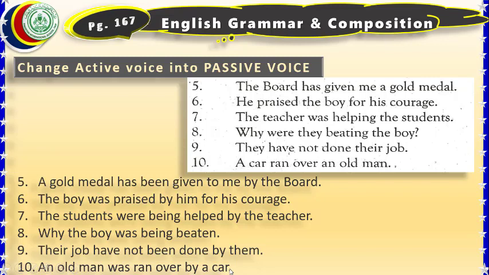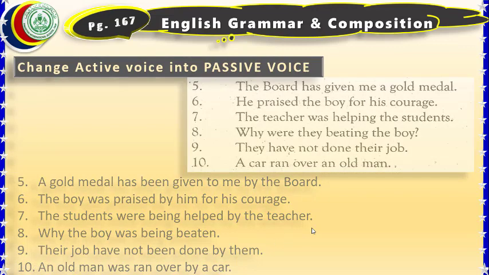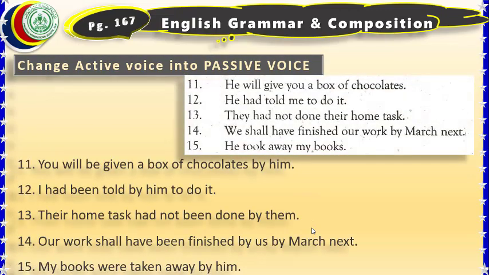Yes, students, let us look at the rules again. Can you see a car, old man? Old man has come here in the beginning and car has come at the end. They have changed their position. Here was run over, was is written here to change the tense. And this by is added here in this sentence.